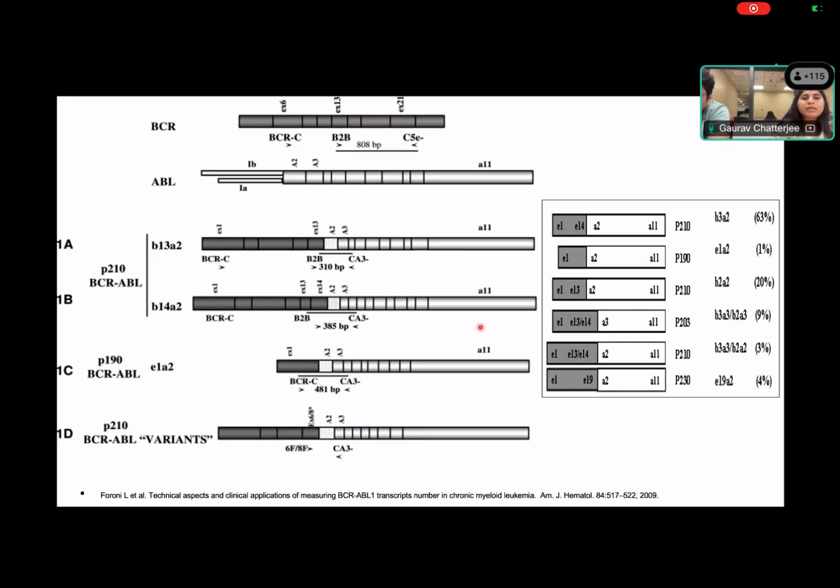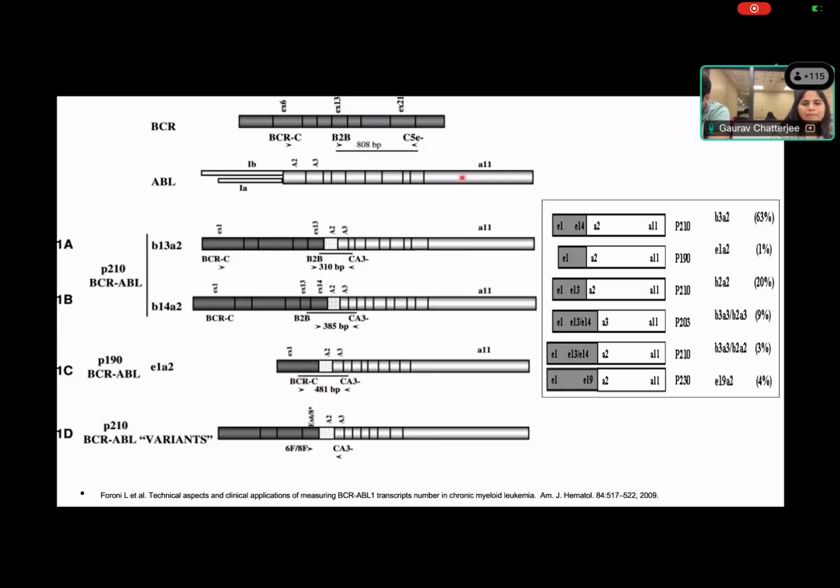So in qualitative PCR, you can do a multiplex PCR where you are amplifying a control area in the BCR gene. Here in the control area, you can see a product of 808 base pair. In case you have E13A2, that is breakpoint in exon 13 of BCR and exon 2 of ABL gene, you will get a product of 310 base pair. E14A2, you will get a product of 385 base pair. And for your E1A2, that is P190 kind of product, the one which we see commonly in BALL, you will get a product of 481 base pair.